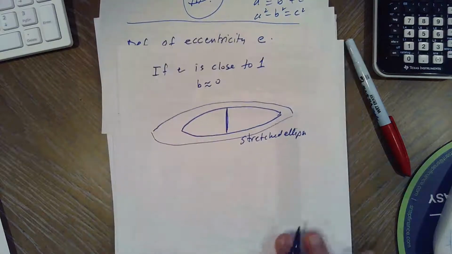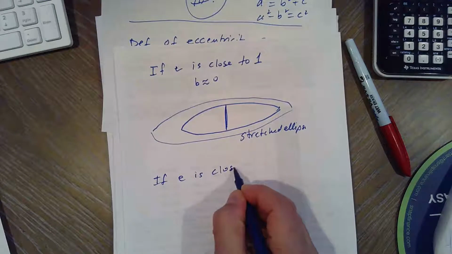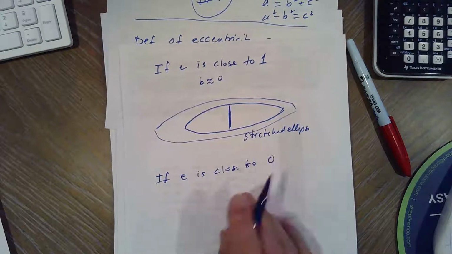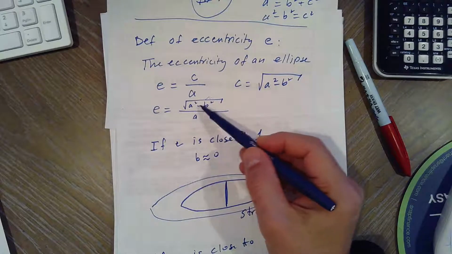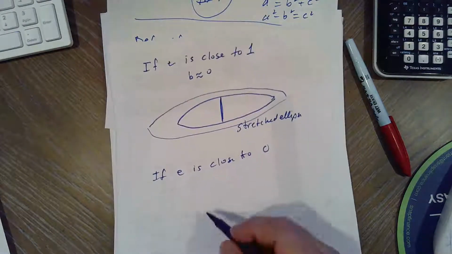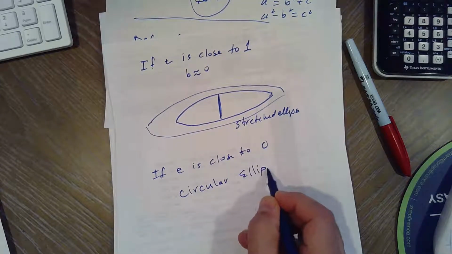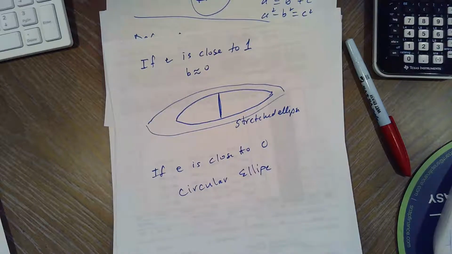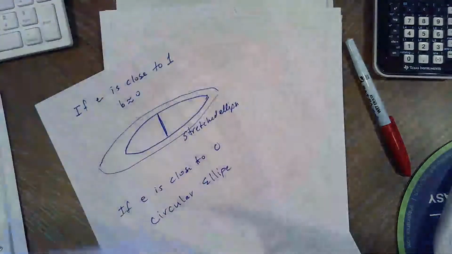If E is close to 0, which means the numerator is 0, which means A and B are close to each other, right? Meaning we have a circular ellipse. If the major axis and the minor axis are close to each other, then it's almost circular. Let's look at more examples.